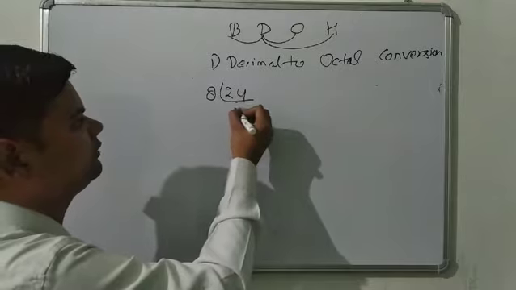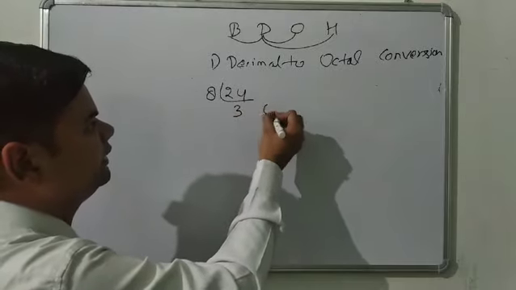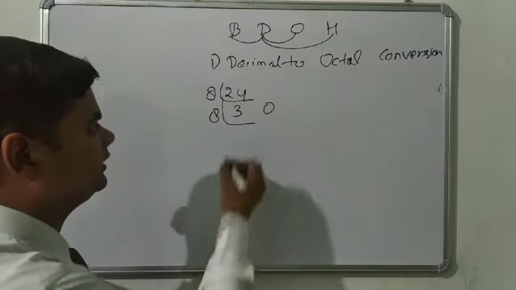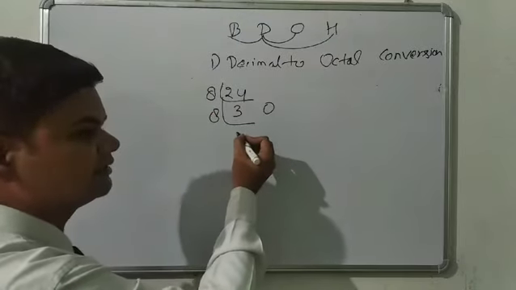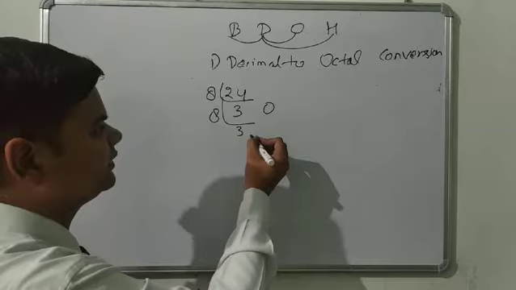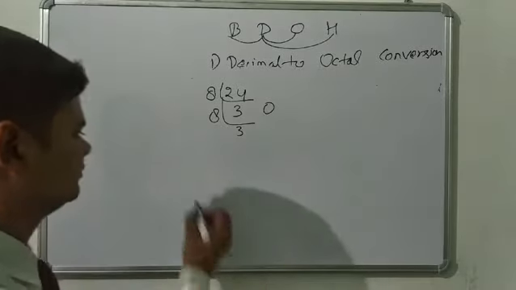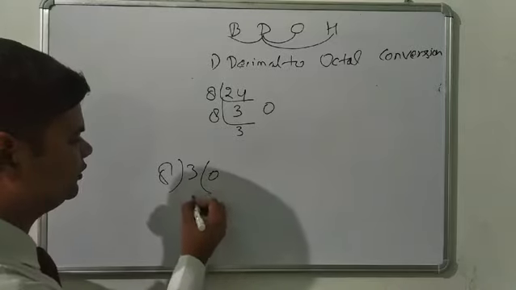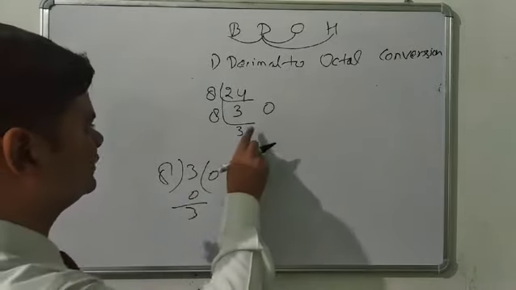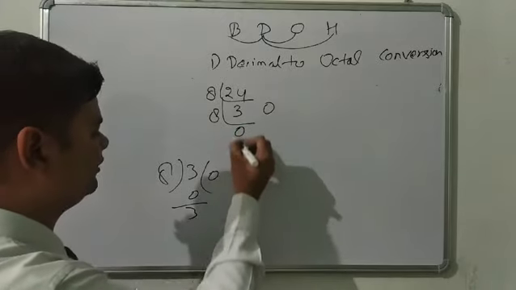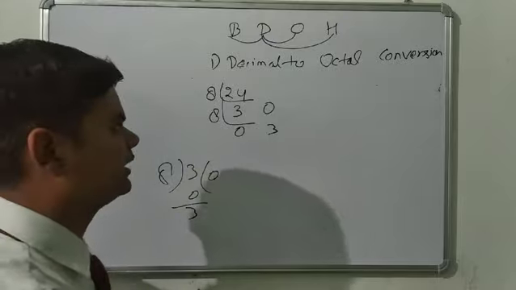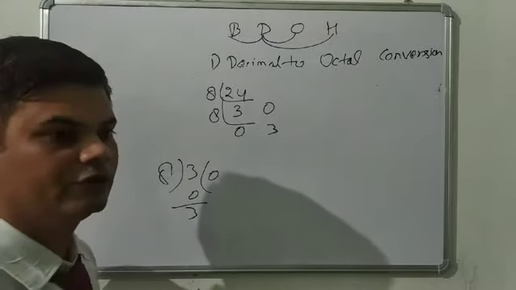We get 3 and the remainder 0. Now again we have to divide 3 by 8, so the quotient is 0 and the remainder is 3. Okay, so this is the method. So we have to convert 24 into the octal number.